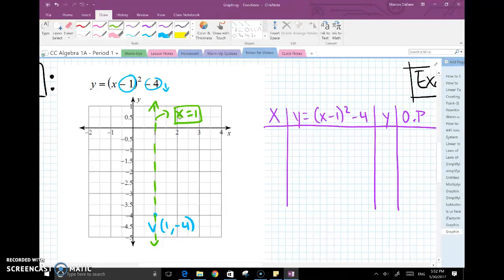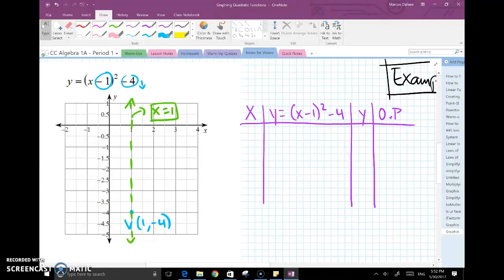And now I need more points because I can't draw a parabola with just a single point. So to do this, I go to my table. And there are other methods to doing this. I will not get into it just yet, but for now we'll utilize this table here. Once you have your axis, choosing input numbers for your table is real simple. I will want to choose a number that's on the left side and on the right side of this line.